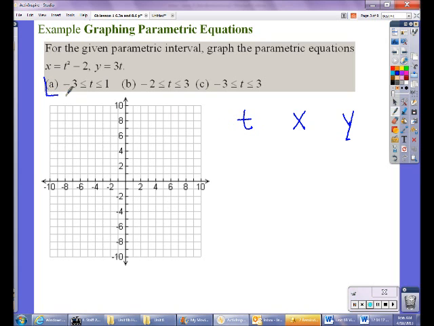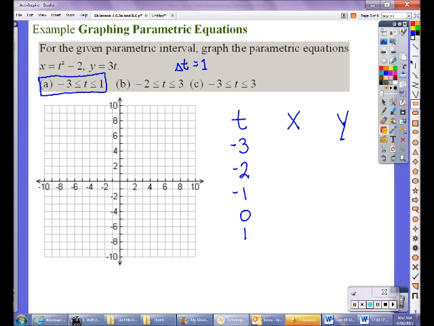Now if we're going to be graphing for part A, we want to enter the t values between -3 and 1. Now, to make things easier, we're going to make the change of t, or delta t, equal to 1, which just means that I'm not going to be graphing officially all of the points between -3 and 1. I'm just going -3, -2, -1, 0, 1, and those are going to be my t value points. So let's make this table.